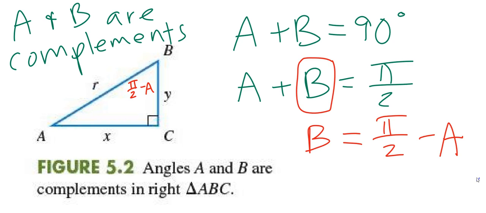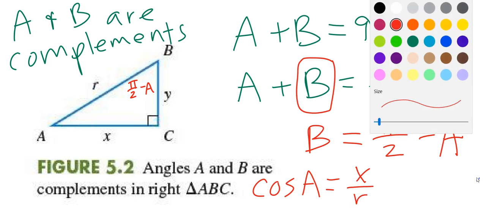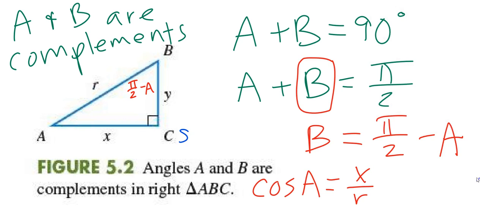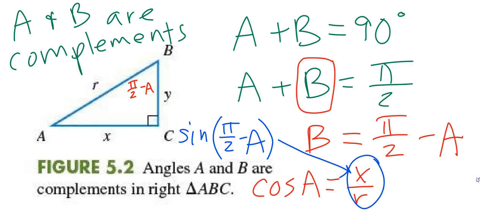Use the letters in the triangle that you see up there. What's the cosine of angle A? X over R. Okay. What is the sine of pi over 2 minus A? Obviously, I'm now going from the other angle. That is also x over r. You're saying these two things are the same? Opposite over hypotenuse? Yes, they are the same.